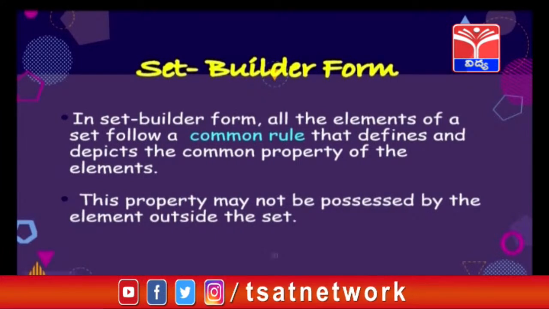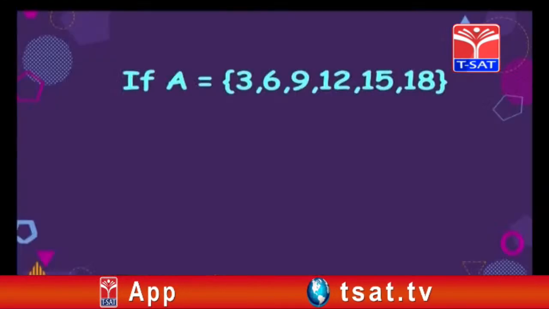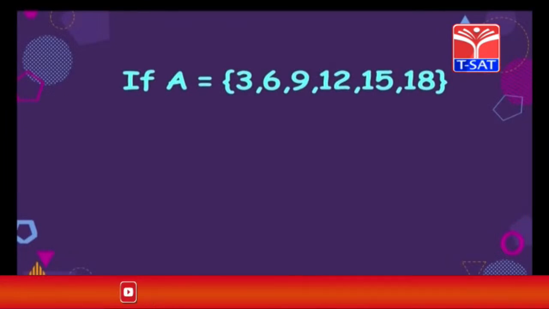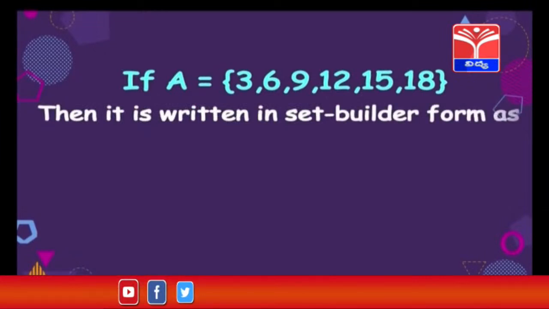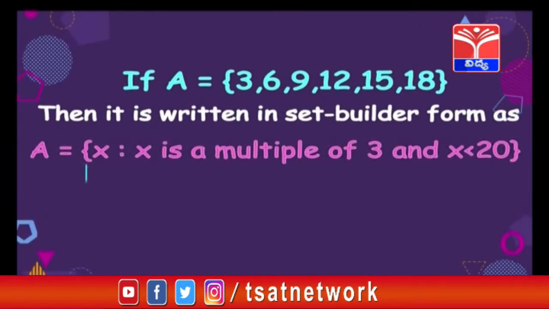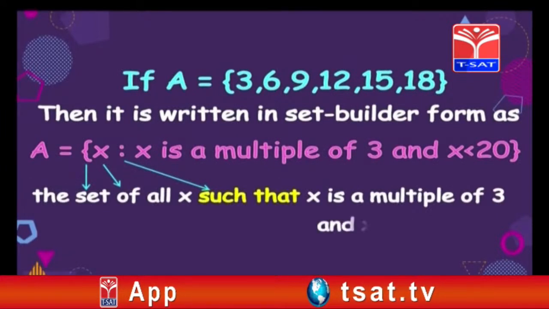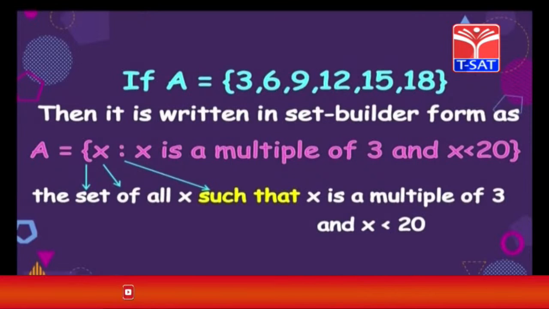The rule which is followed by the elements in that particular set may not be observed by the elements outside the set. Let us consider an example: A with the elements 3, 6, 9, 12, 15 and 18. Then when we have to write the set in set builder form, I have to write it as A, the set of all x such that x is a multiple of 3 and x is less than 20.